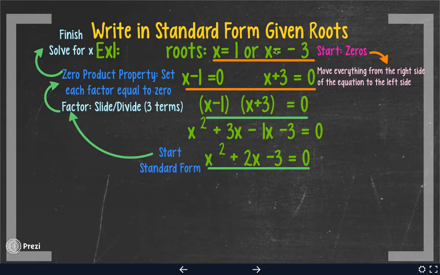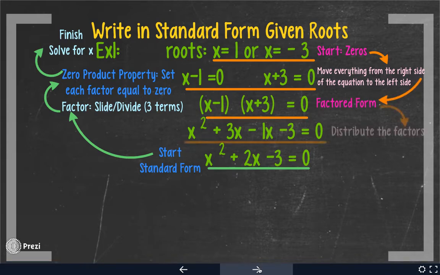You change the signs. So since this is a positive 1, in factored form it's x minus 1. And since this is a negative 3, in factored form it's x plus 3. So technically, if you want to start from here and go directly into factored form, I highly encourage it because math is all about being as efficient as possible.